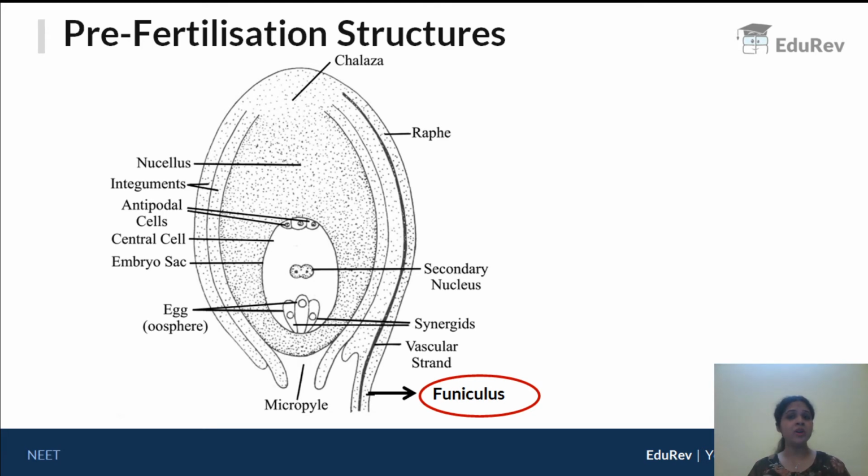But remember, we attach ourselves to the placenta because we want to draw nutrition. So you can see in the funiculus you have this dark strand over there, and the dark strand very clearly indicates vascular strands, which is how you're going to pull in material. So xylem and phloem basically. So vascular strands are going to be present over here. Now, this is how you're attached.